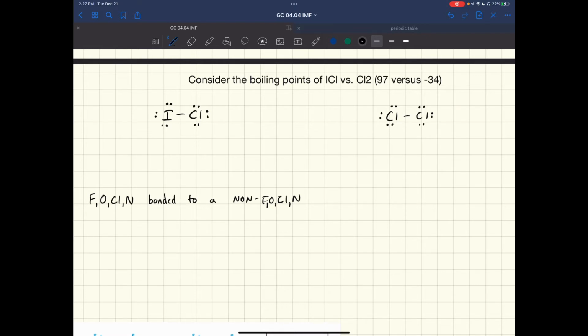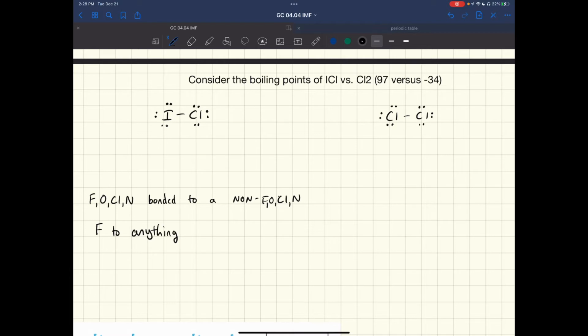And anytime that I have a fluorine bonded to a non-fluorine, I have a big enough difference in electronegativity that I can have a bond dipole. The other way that I can know is fluorine to anything. Of course, anything but itself, right? Because two fluorine atoms would have the same bond dipole, but fluorine to anything else is going to have a bond dipole. So in this instance here, the iodine and chlorine bonded together, I have a fluorine bonded to a non-fluorine. So I have a bond dipole.